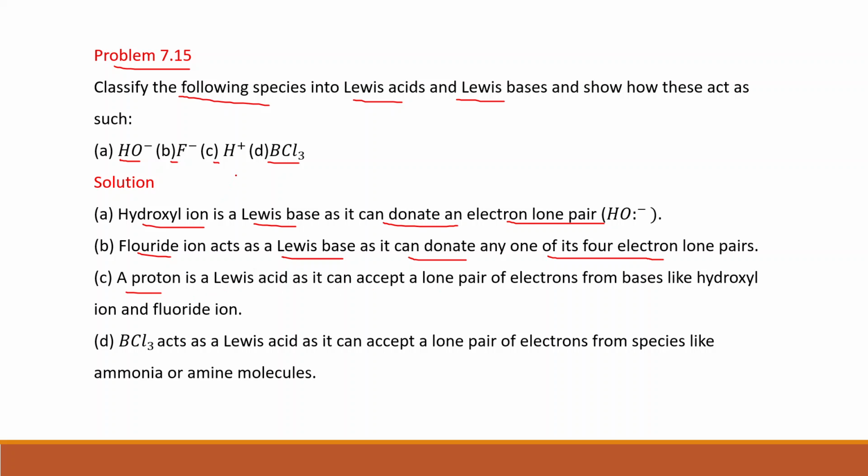A proton, this H plus, is a Lewis acid as it can accept a lone pair of electrons from bases like hydroxyl ion and fluoride ion. BCl3 acts as a Lewis acid as it is electron deficient. It can accept a lone pair of electrons from species like ammonia or amine molecules. Okay, thank you.